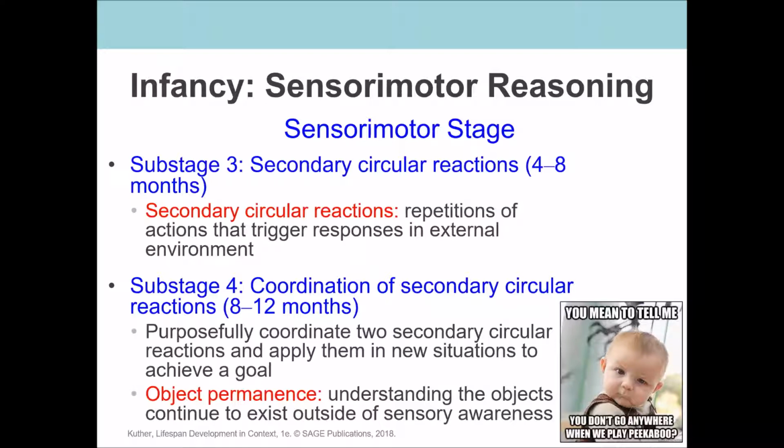So that object permanence is that beginning of having a mental representation inside one's mind. And it's not just of objects, but of people and of events, that things happen beyond your immediate awareness of them.